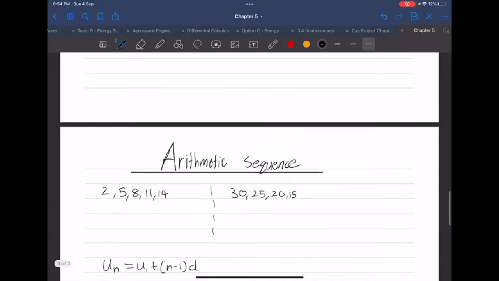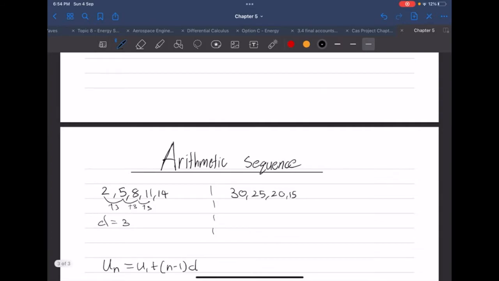These two are arithmetic sequences because an arithmetic sequence is when the common difference in the sequence is the same. Here you can see from 5 to 8 we add 3, and from 8 to 11 we add 3. So the common difference, which we'll label D, is 3. That means it's an arithmetic sequence because it keeps increasing by 3.